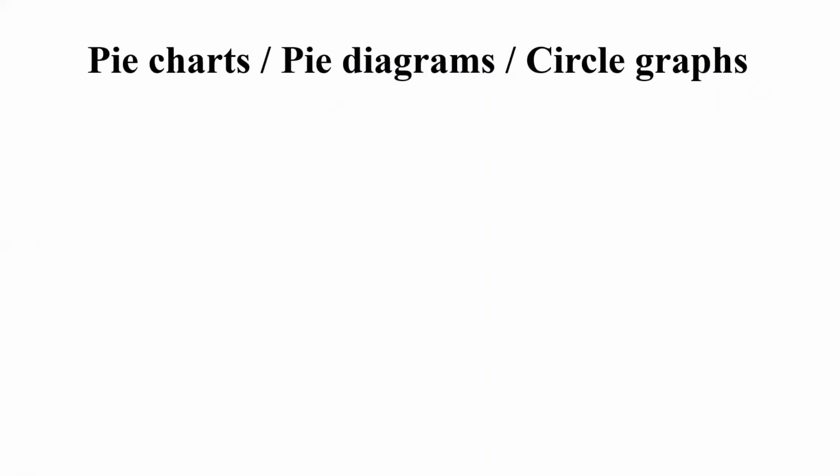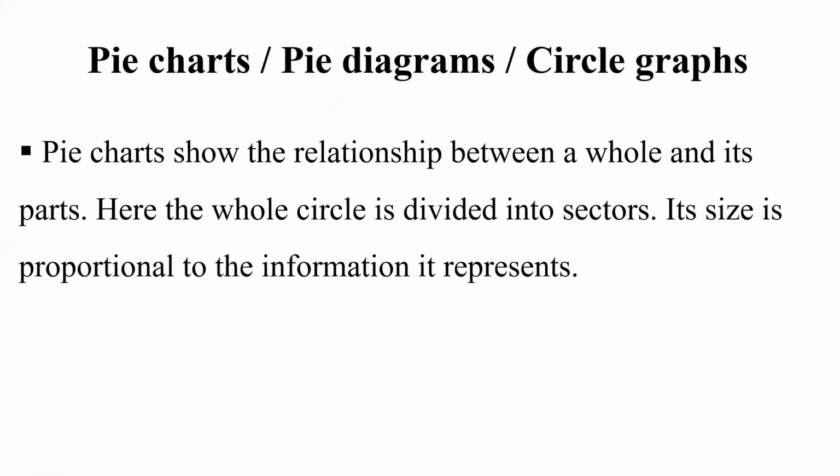Pie charts, or pie diagrams, or circle graphs. Pie charts show the relationship between a whole and its parts. Here the whole circle is divided into sectors, and the size of the sector is proportional to the information it represents.